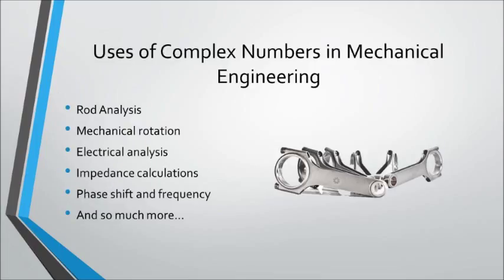Complex numbers are used in a number of different applications, including rod analysis, mechanical rotation, alternating current analysis, and so much more. Complex models can be used to calculate and model the rotation of mechanical parts on a 2D plane much more easily than trigonometry. An example of this is connecting rods in an engine. Complex numbers can be used to calculate the degrees of rotation needed using the multiplication method of complex numbers.